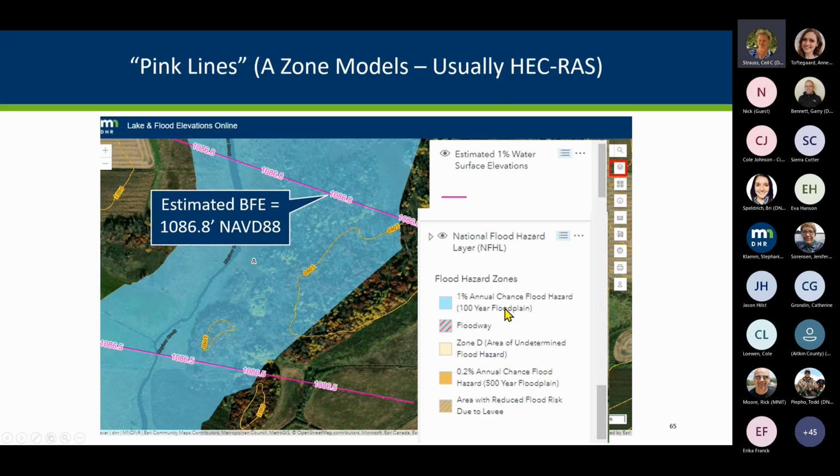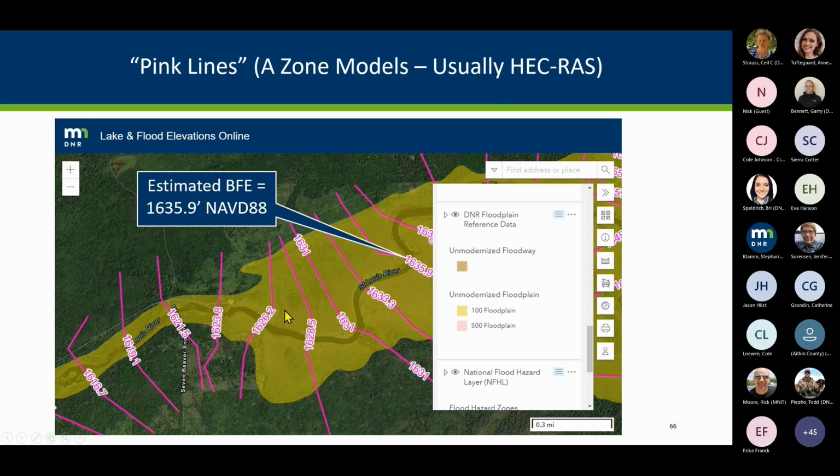We do have the newer mapped areas. The flood hazard zones are using the same symbology as the FEMA sites. And in many of our counties that still have paper maps, we've got unmodernized layers here. So they're not the official layer, but they're really helpful for seeing the data. And we've got more and more areas where they still have paper maps, but we've got that better A-zone data available. So we do make it available on our website.